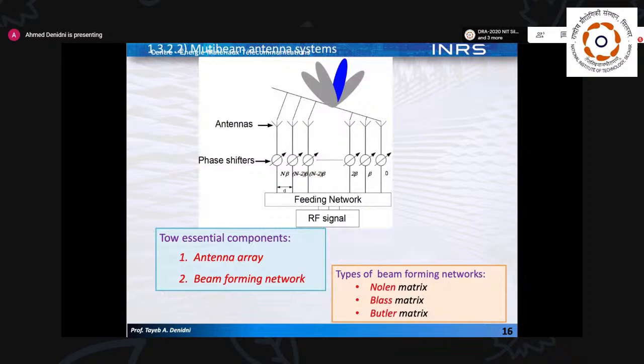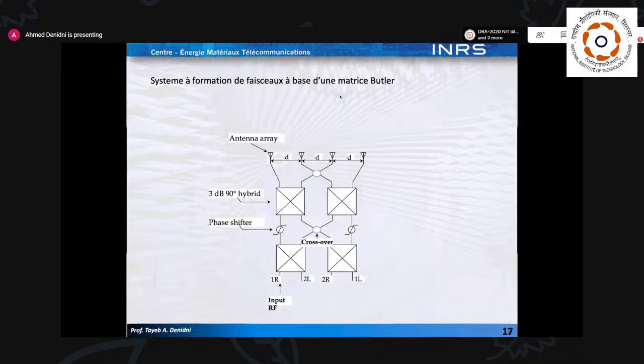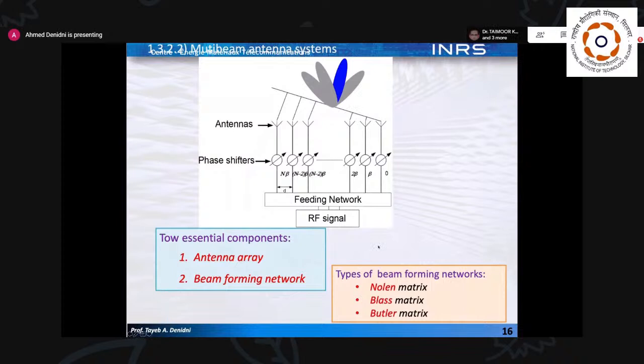Or we can also use a switched beam. This means we have a beam forming network here. Beam forming can be a Nolen matrix, Blass matrix, or Butler matrix. The idea is to generate multiple beams, and we choose only the beam that we need. Here the blue one is the selected beam, and the other beams we don't select. For example, if you have the user in this direction, we choose this beam. Then when the user moves, we go for the next beam and so on. This is generally based on beam forming networks such as Nolen, Blass or Butler matrix.